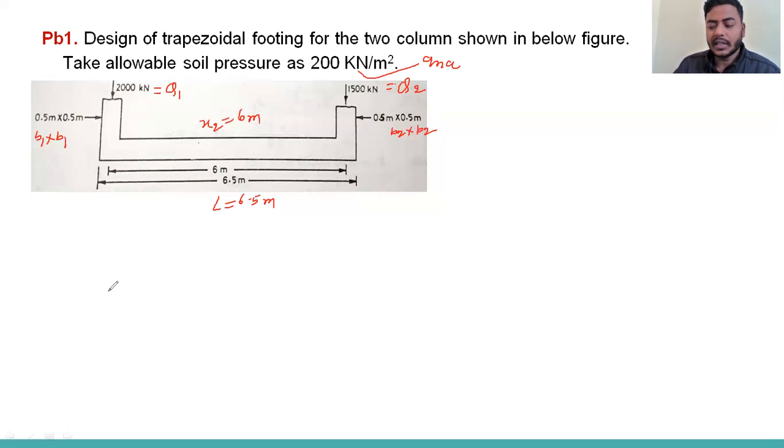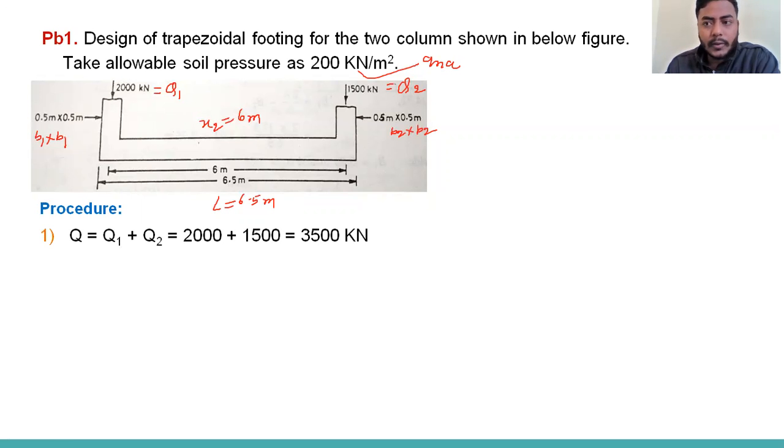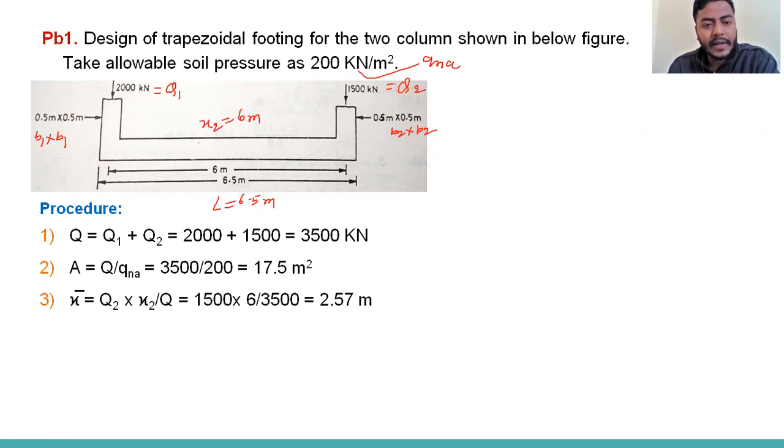There is a procedure that we have to follow to design the trapezoidal combined footing, which we will discuss here. First we calculate the total load, that we get as 3500 kilonewton. Then we calculate the area required, that we get as 17.5 meters square. Then we calculate x bar, that is 2.57 meter. Now we can calculate x dash, that is x bar plus b1 by 2, that we get as 2.82.